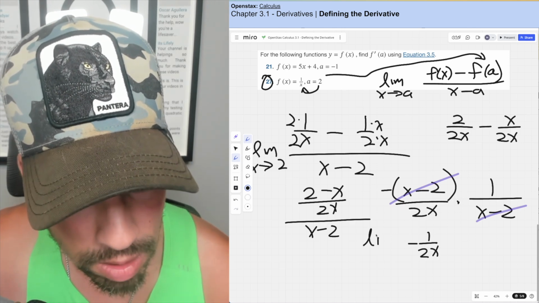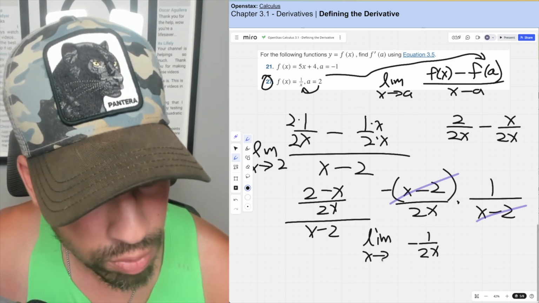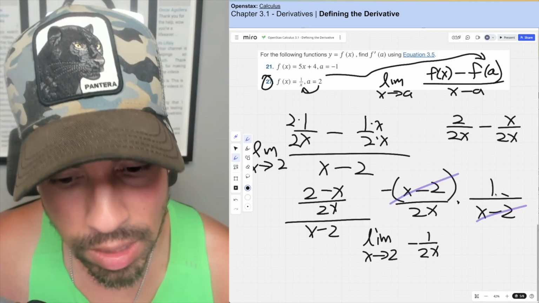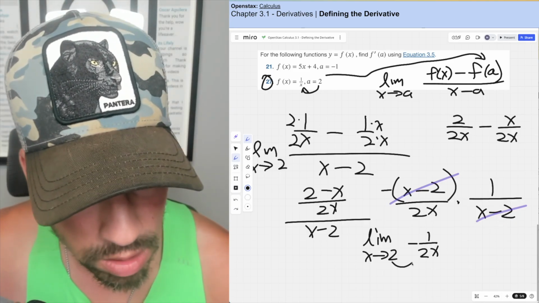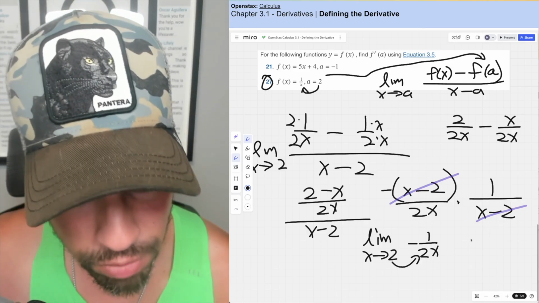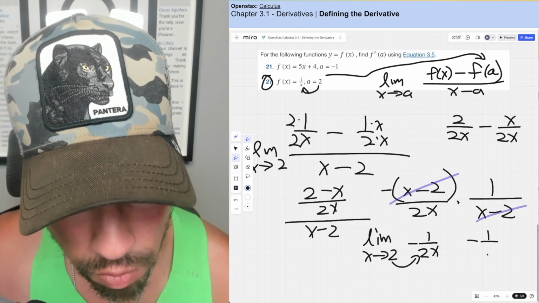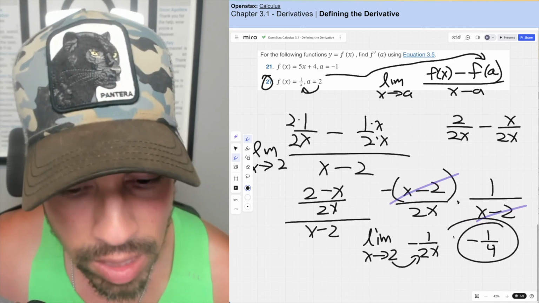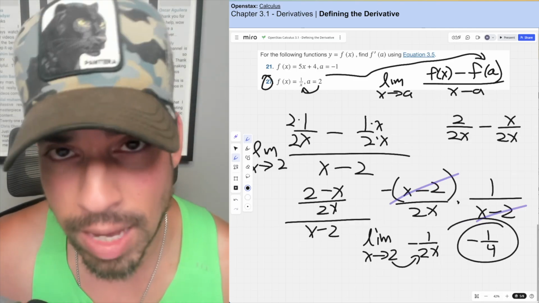And again, this is the limit as x approaches 2. Well, now since we're not getting a 0 in the denominator, now we can do direct substitution, plug and chug. So 2 in for x gives us negative 1 over 2 times 2, which is 4. Negative 1/4 is the answer. That's how you do it.